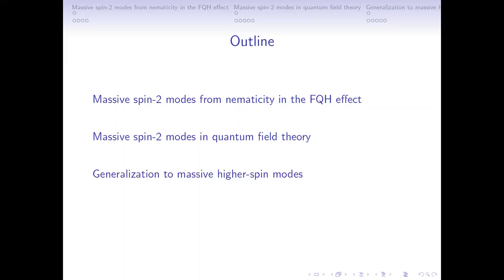And once I've done it, I will show you how there's a natural generalization to massive higher spin modes. And having done that, then I will have a kind of challenge. It depends a bit how much time I have.